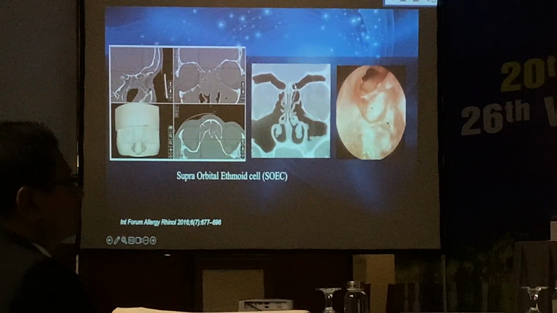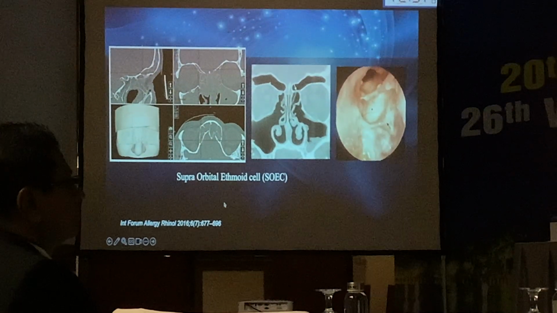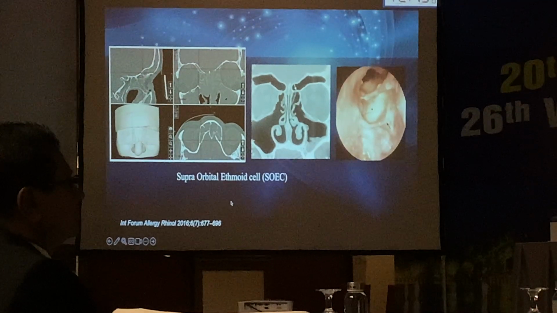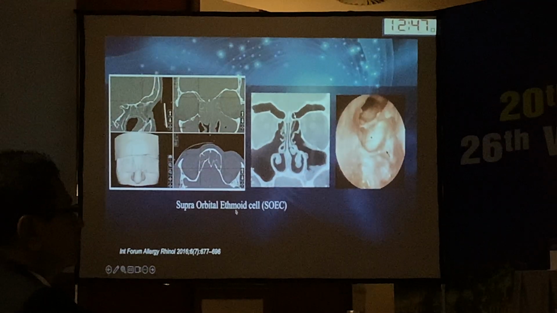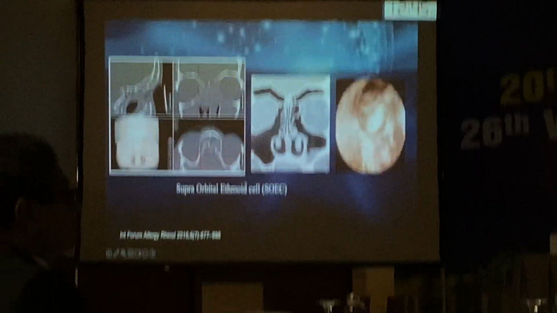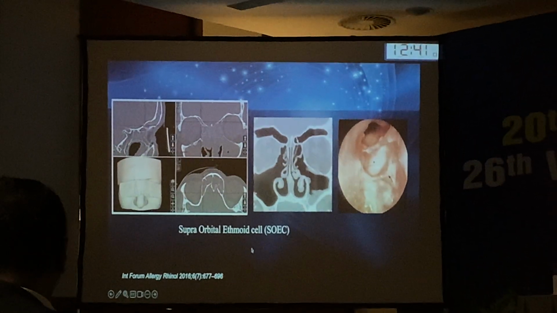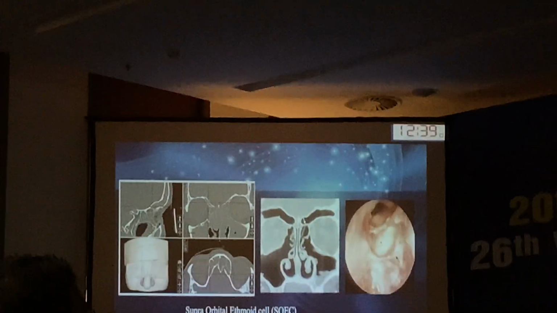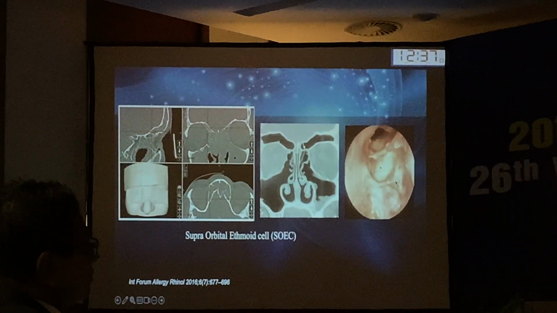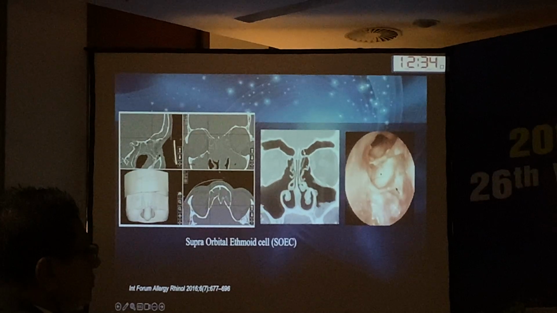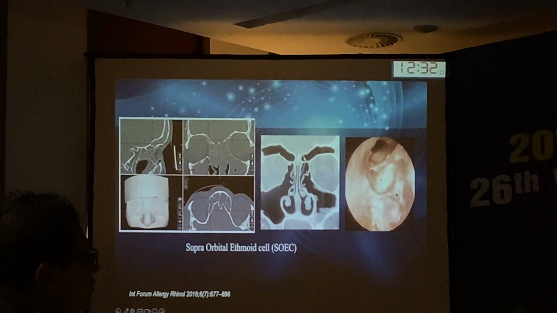So this is the supraorbital ethmoid cell, and these are the posterior cells. When you have the supraorbital ethmoid cell, in almost all cases you will have the anterior ethmoid artery in a mesentery like this. So be careful not to injure it during the surgery.